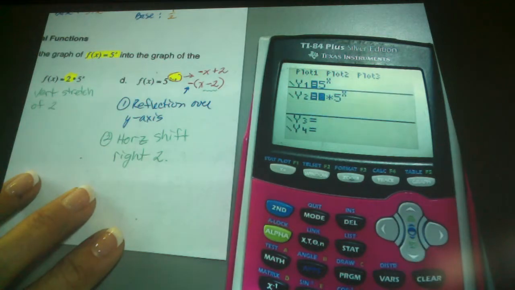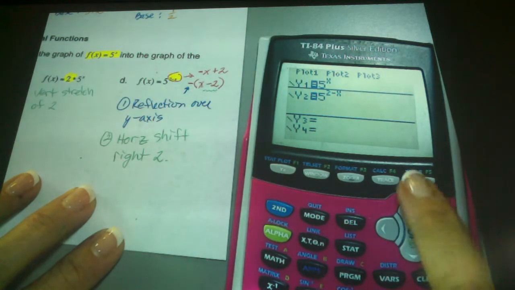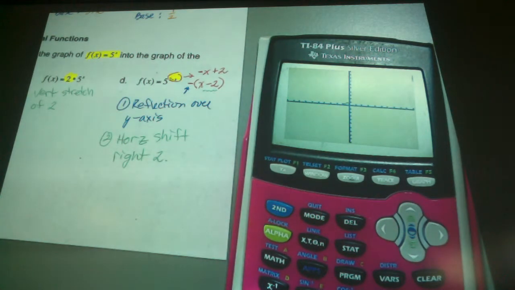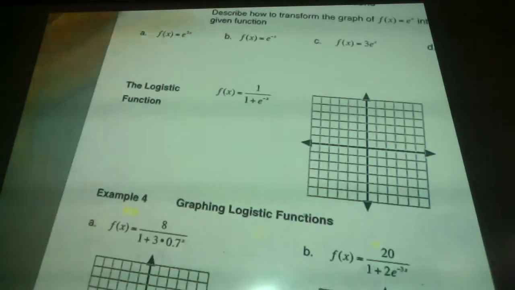So let's get rid of this and put in 5 to the 2 minus x. So there's the first, that's original. And then the other one should be going the opposite direction but moved over to the right, which it does indeed appear to have done. So questions on that? Okay. You will learn one new thing on here. We'll get to it shortly.